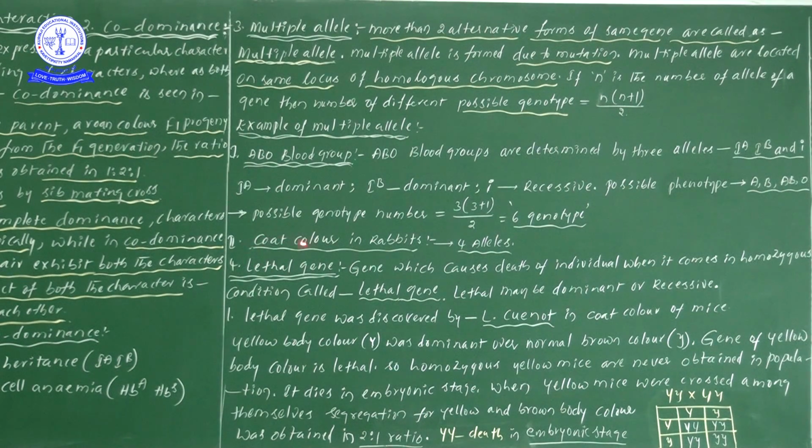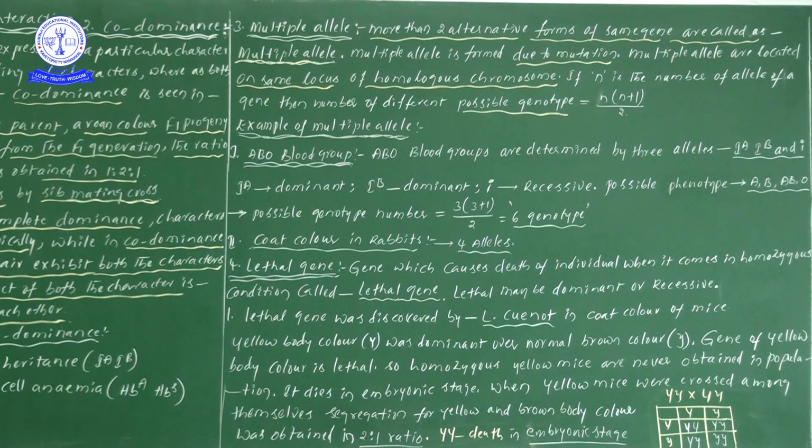Next, let us take a second example. Coat color in rabbits, where 4 alleles are there. Coat color means the skin color, for example buffaloes have black color and cows have white color. Likewise, coat color in rabbits has 4 alleles. This example is enough. With 4 alleles, how many genotypes are there? You can guess: if you apply 4 into 4 plus 1 by 2, you get the total number of genotypes in coat color of rabbits. This is easy, so just save the number of alleles.